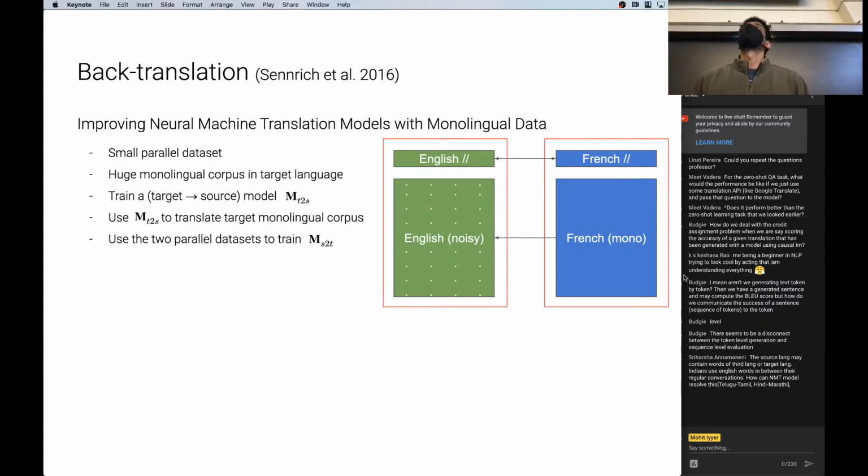Yeah. So if you use the back translation on a low resource language, then how does it, are there experiments conducted on that? How does it compare to other approaches?